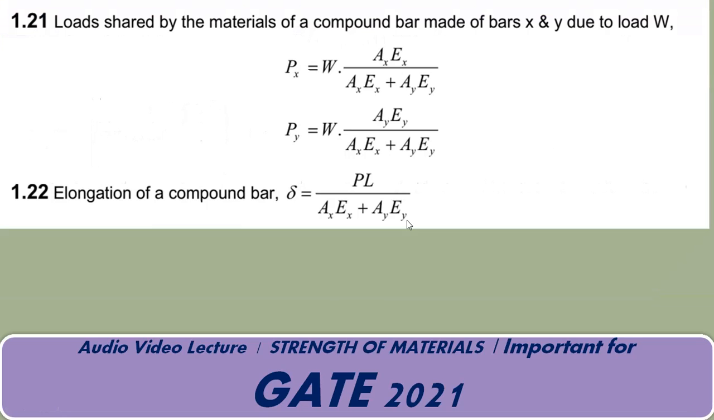Now load shared by the materials of a compound bar made up of bars X and Y due to load W. Px is equal to W times Ax Ex divided by Ax Ex plus Ay Ey. Py is equal to W times Ay Ey divided by Ax Ex plus Ay Ey. So elongation of the compound bar, delta, is equal to PL divided by Ax Ex plus Ay Ey.